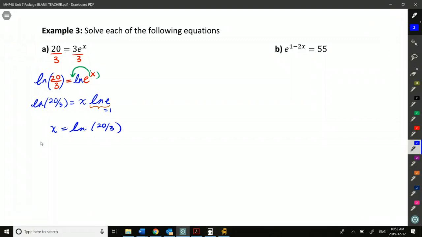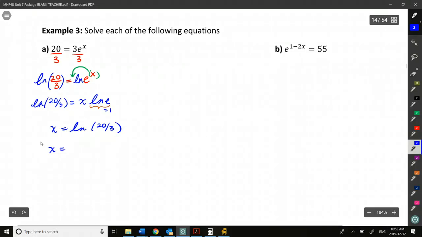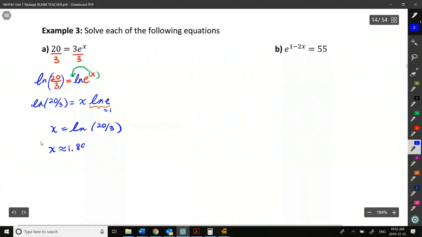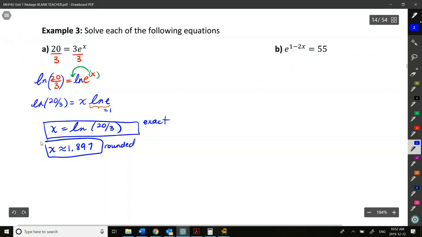Now certainly we can evaluate this, but it's in an exact form right now, which is nice. So we could actually just leave it in that. But we're going to also practice just entering this into our calculator. So if we were asked to round this, let's say to 3 decimals, what would we get? Yes, you would get about 1.897. Is that what you got as well, Alexandra? Yeah. Awesome. Okay, so if you're asked for an exact form, this would be more of like a rounded answer. So it depends what the question asks.